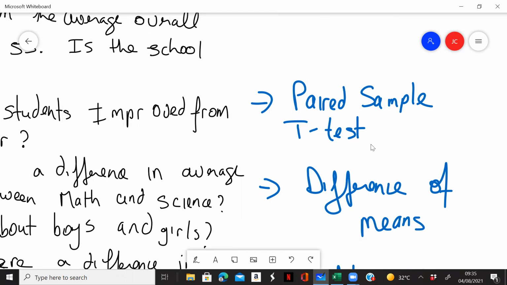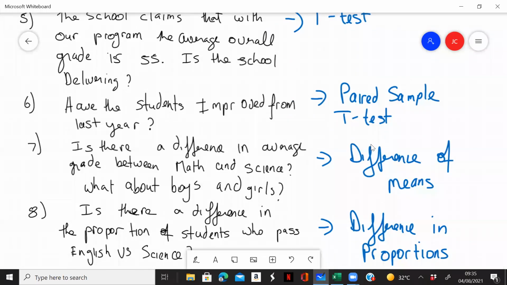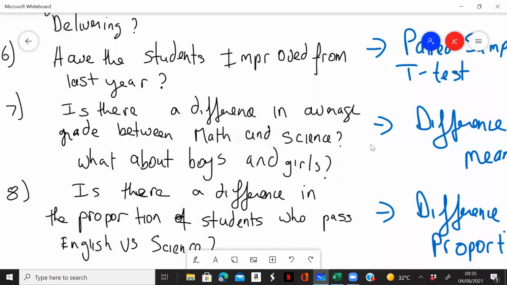A classical example that comes to mind is you take a sample of people before they start a nutrition program or an exercise program. You take the same sample after the nutrition or exercise program and see if they have lost weight. It's a perfect example for such a situation. But we're dealing with marks. Moving on, the principal would like to know if there is a difference in the average grade, for example, between maths and science, or between boys and girls.